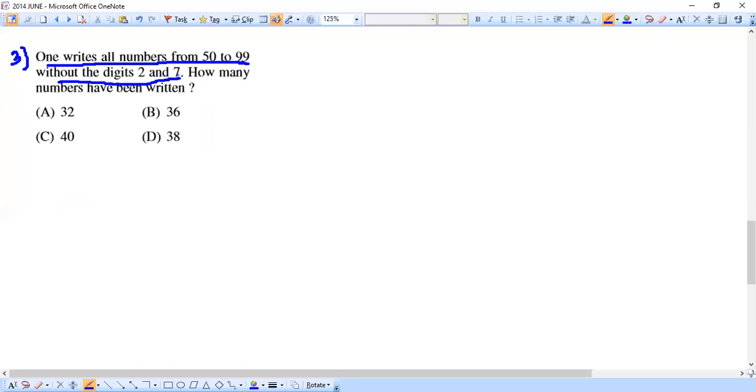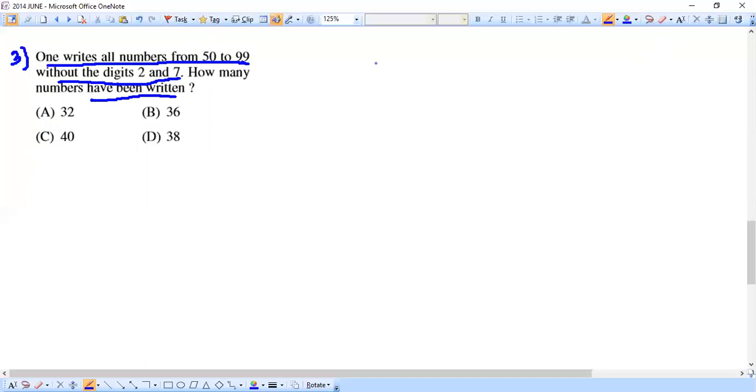So whichever number you find the digits 2 and 7, the person is leaving those numbers and is going to write the remaining numbers. Then how many numbers have been written? This is the question. Not a very hard question at all. It is again very easy for us to get the answer, right? Let's see how this can be done. Very easy. By logic itself we can do it.